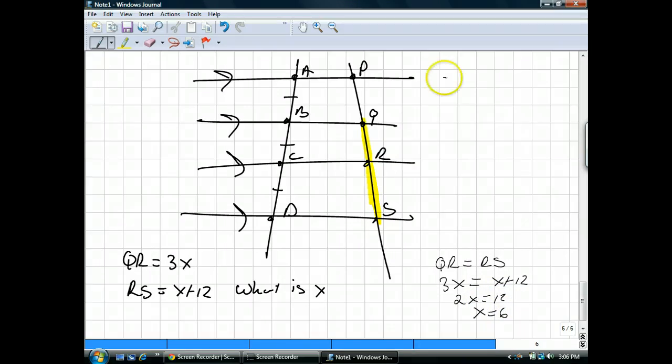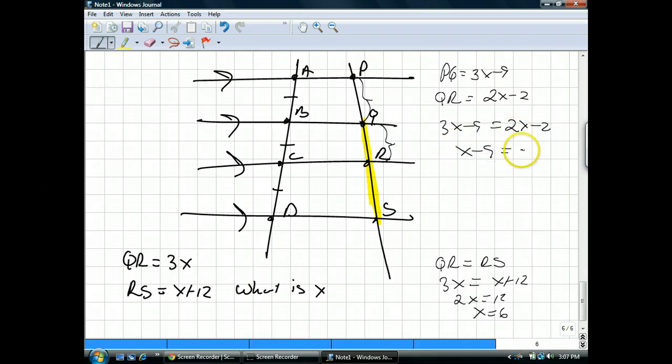Okay? What if PQ equals 3x minus 9 and QR equals 2x minus 2? What is x? Okay, well, let's look. PQ is this one, and QR is this one, so they have to be equal to each other. So 3x minus 9 has to equal 2x minus 2. Subtract 2x, add 9, so we get x equals 7.